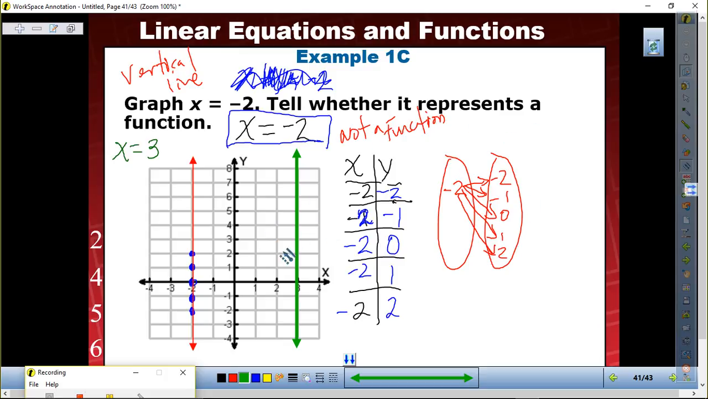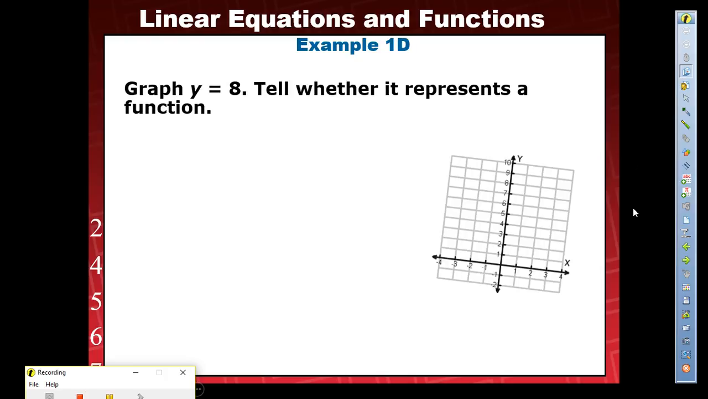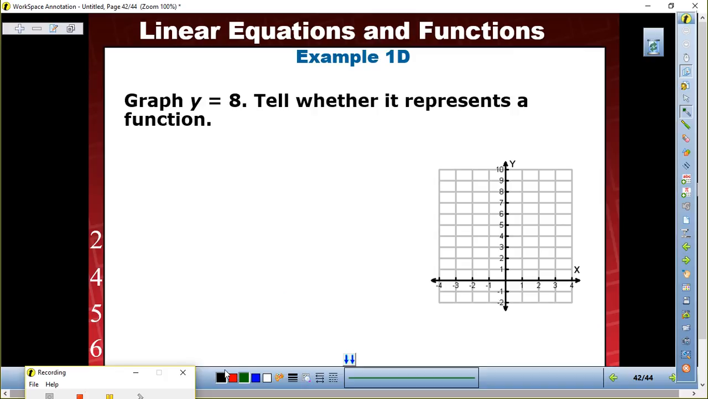So once again, what did we learn? Vertical lines are not functions because the x value repeats, but the y value has different values. We got that? Yes. All right, next to that, I want you to write this next equation. y equals 8. y equals 8. Let's make it.